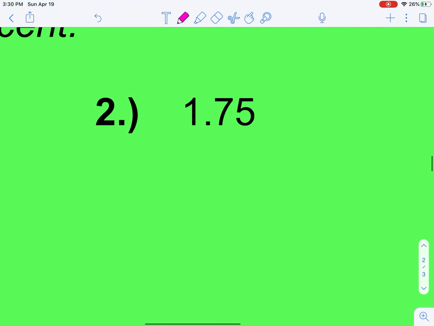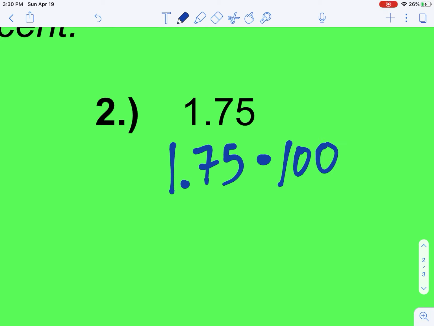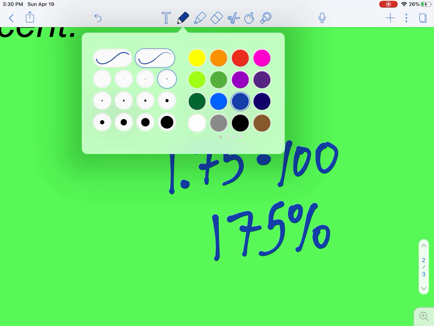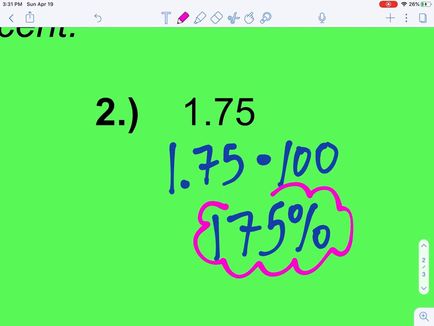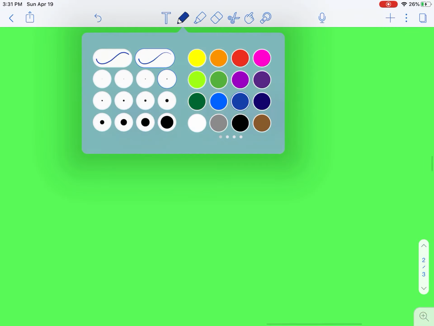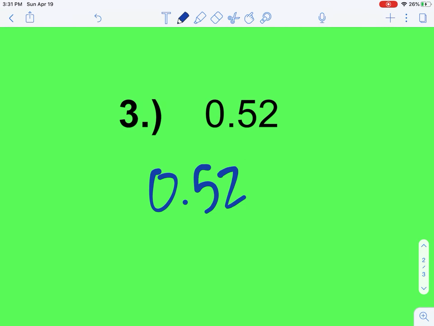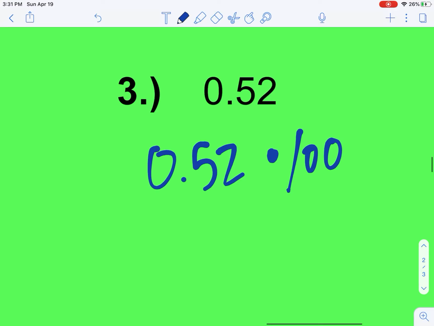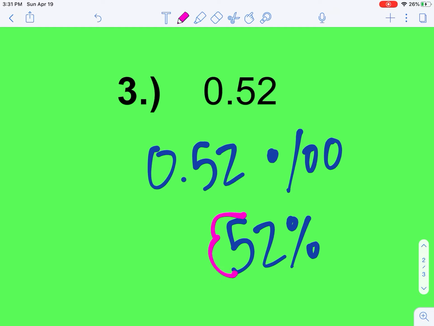All right, number 2. Number 2, I've got 1.75. Now, this is a bigger number. That's okay. We're going to still multiply by 100. And 1.75, or 1 and 75 hundredths, times 100 is 175%. All right, last one, number 3. Number 3 is 52 hundredths, so I'm going to write that down. And all we need to do is multiply by 100. And 52 hundredths times 100 is 52%.